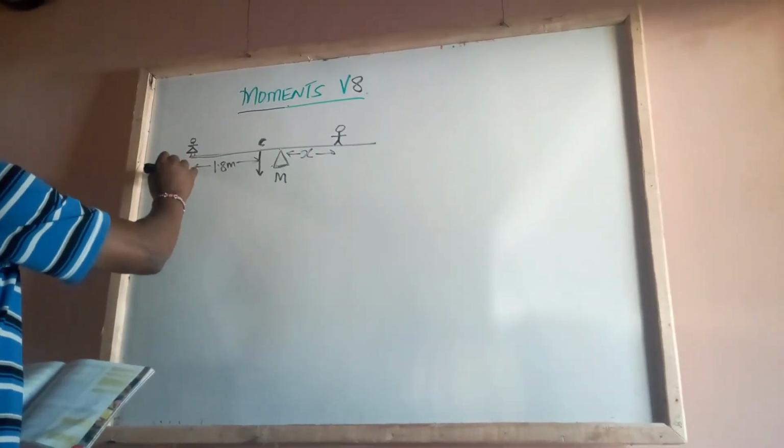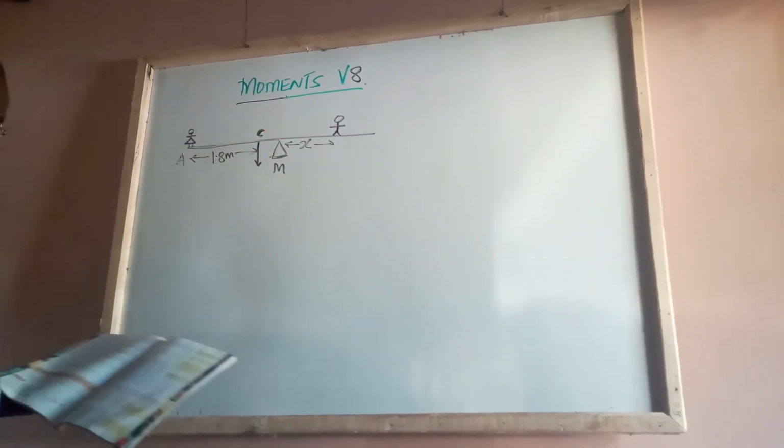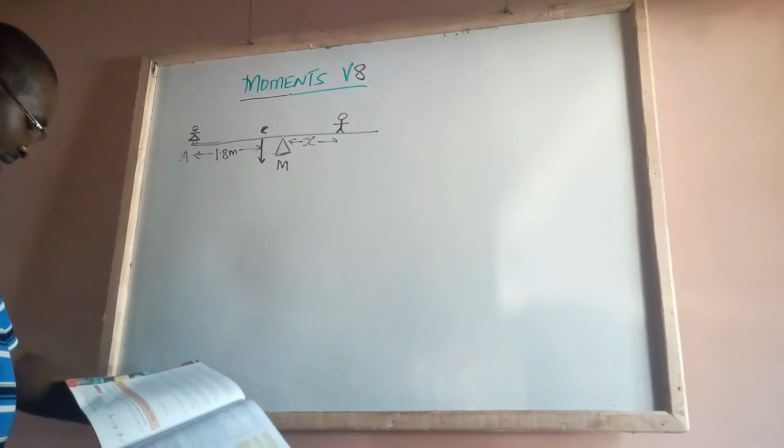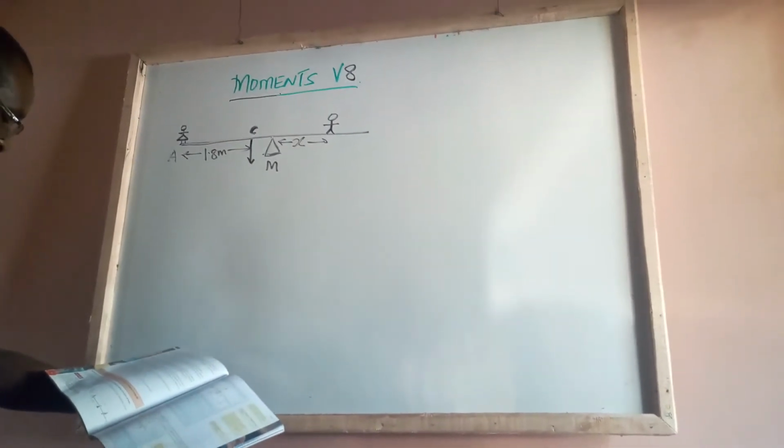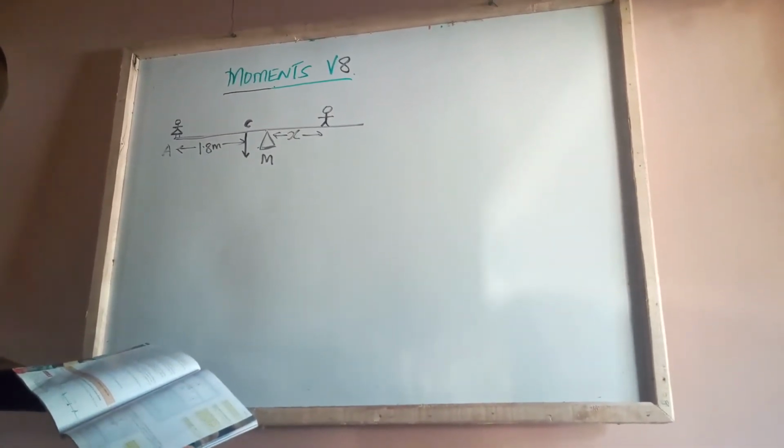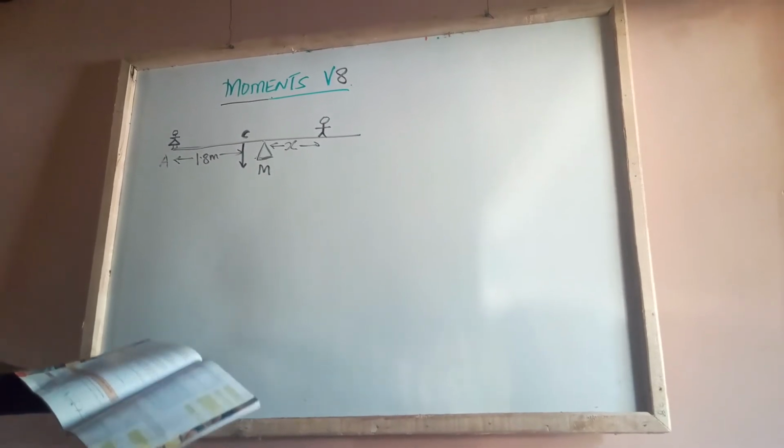This is AC, 1.8 meters. Sam has a mass of 35 kg. Tasneem has a mass of 25 kg.